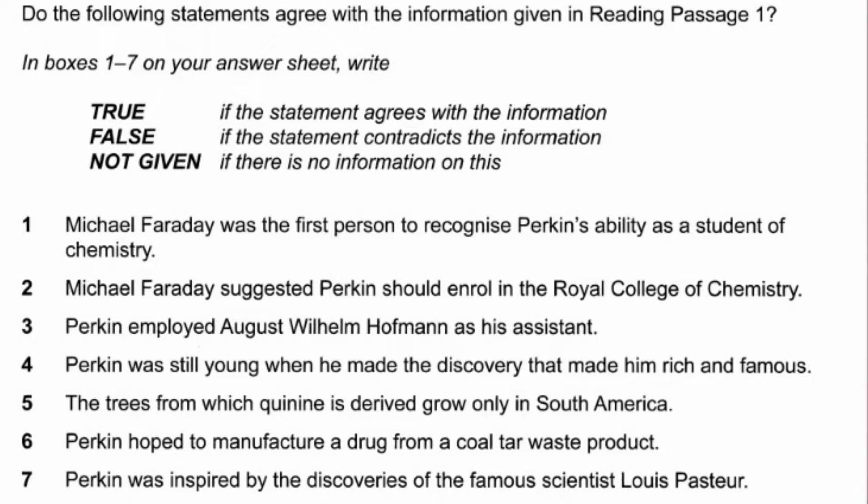Now, the instructions also say, write not given if there is no information on this. This may not always be true. You'll find that even for the statement that has not given as the correct answer will consist of a lot of information that we will be able to find in the reading passage. It's just that there will be at least one information given in the statement which we will not be able to verify from the reading passage.